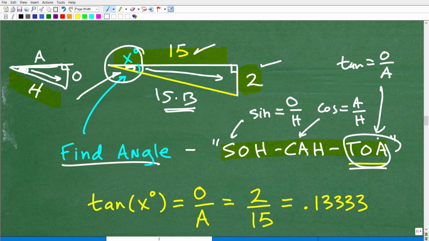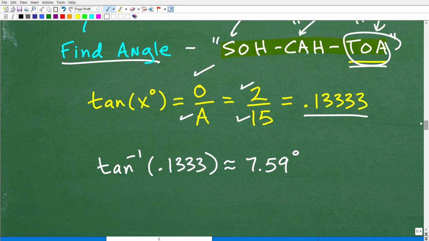All right, so the tangent of this angle, again, is the opposite over the adjacent. The opposite side is 2, the adjacent side is 15, and 2 divided by 15 is 0.13 repeating, so 0.1 and a bunch of 3s that repeat. Okay, so what do we need to do now? Well, let's go ahead and break out our calculators, and we need to use this function on our calculator.